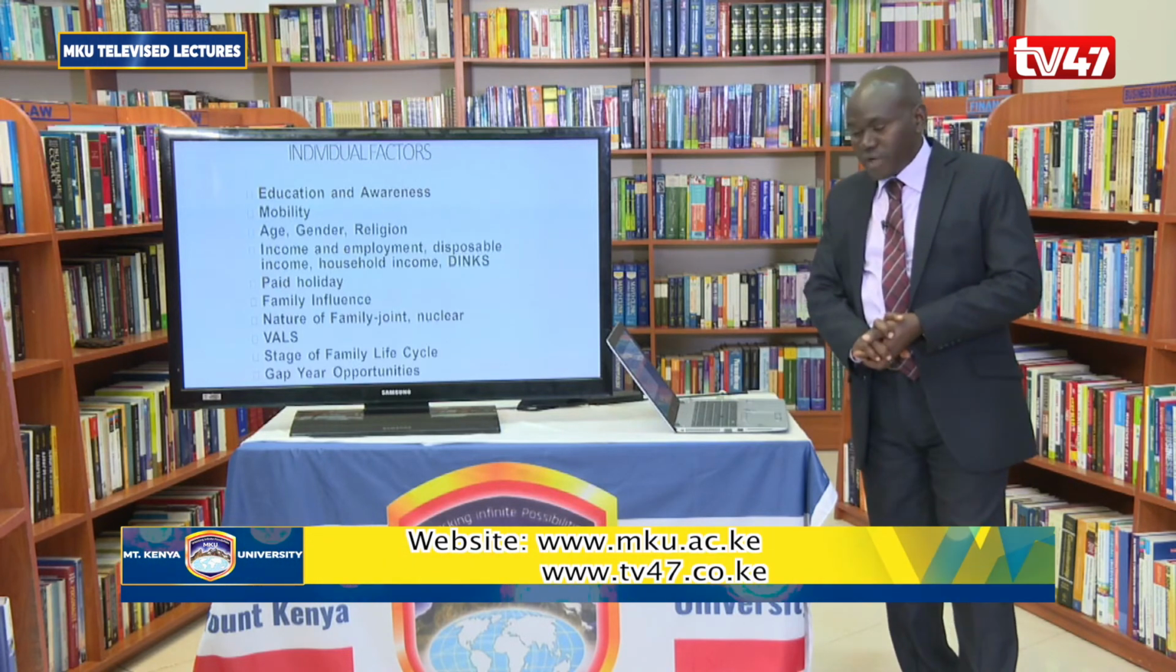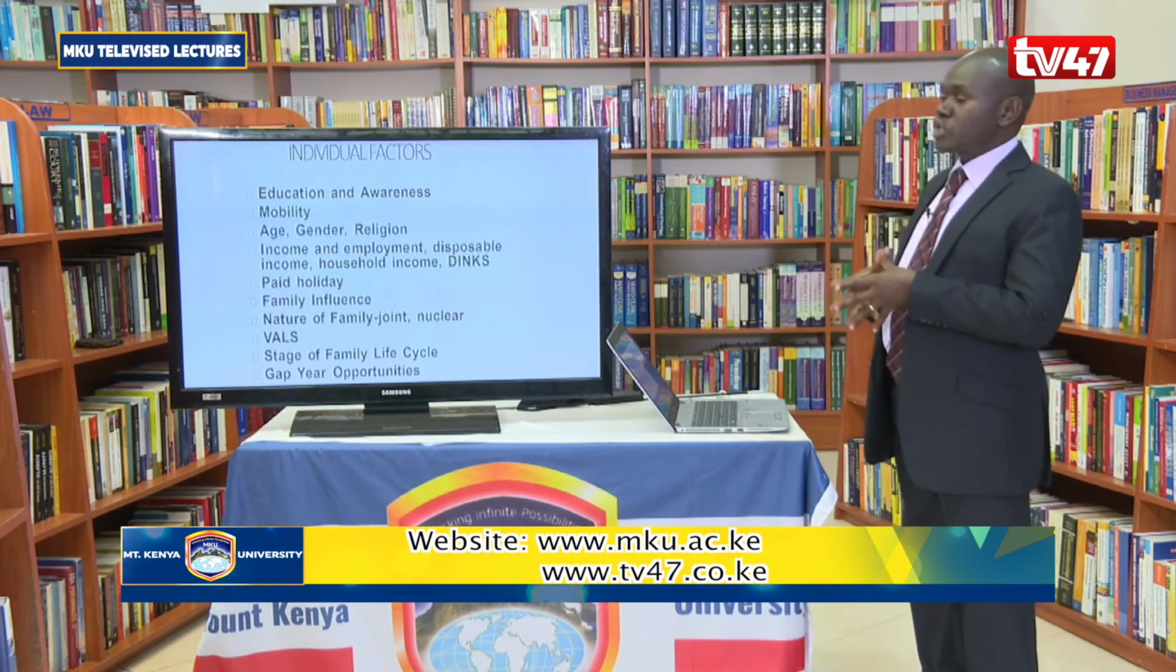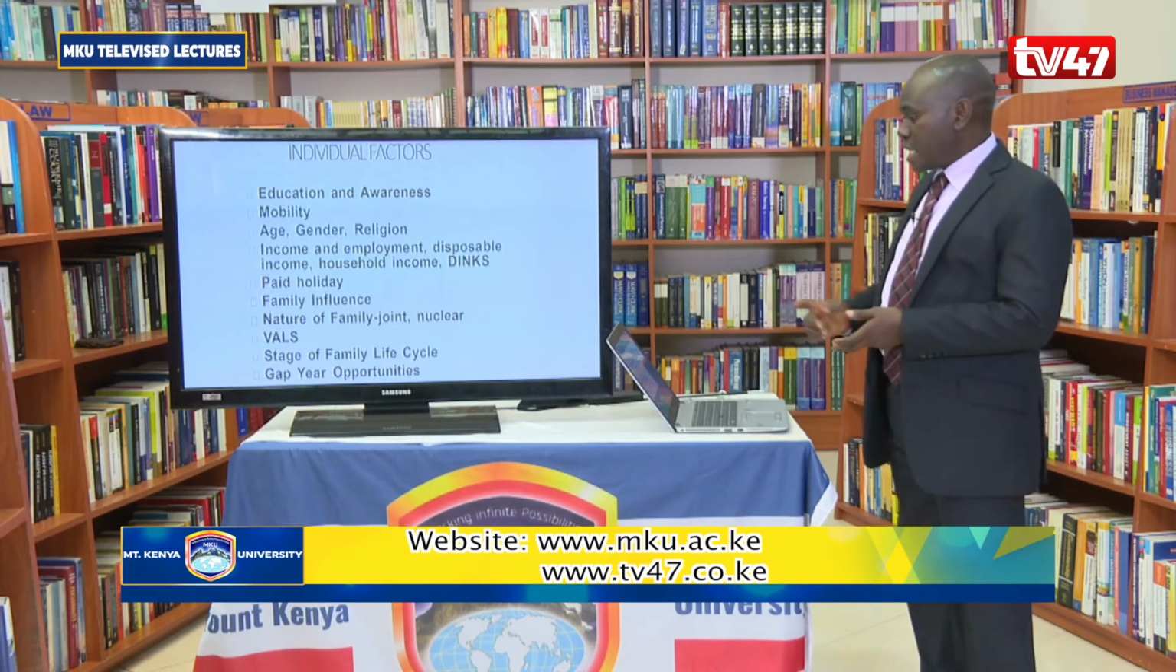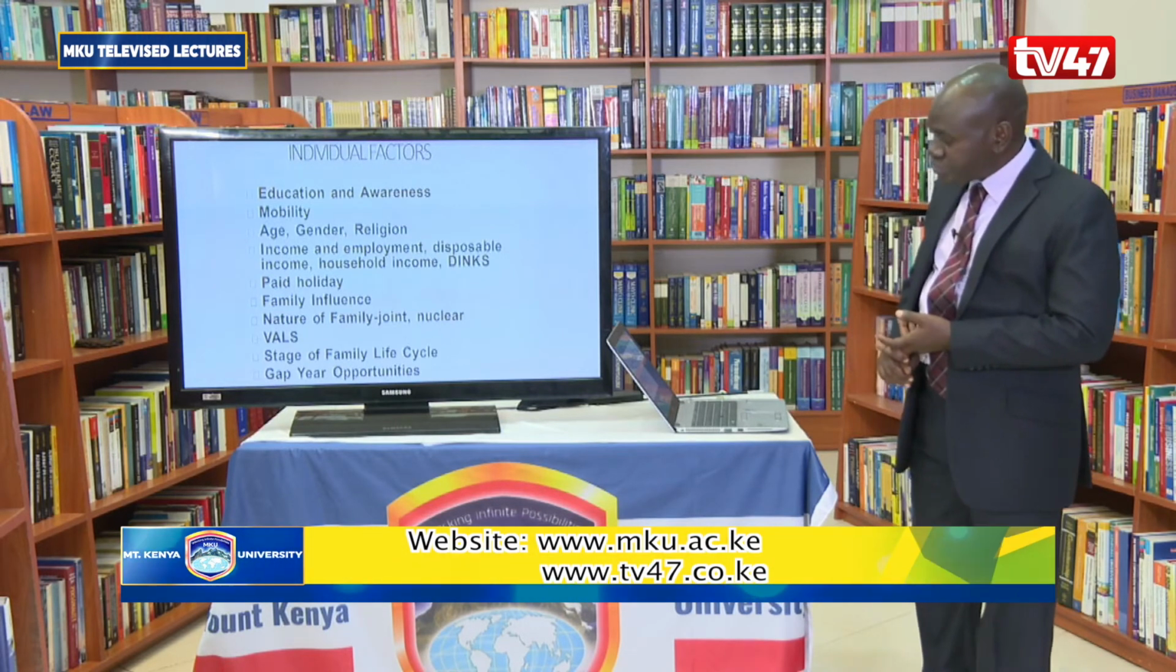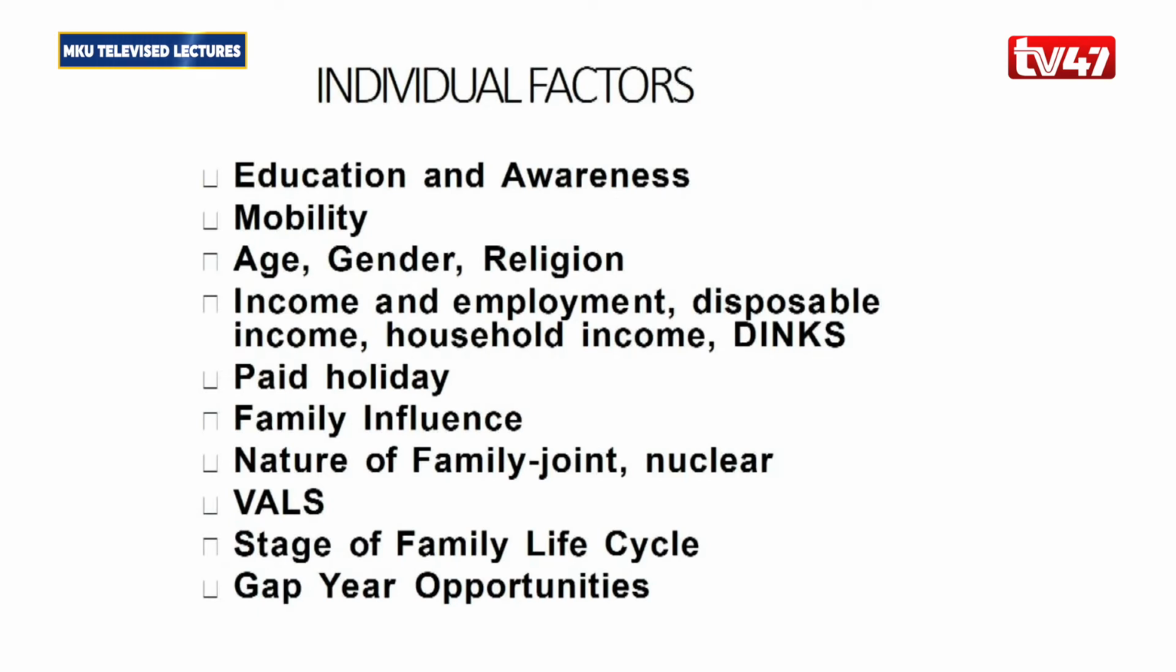And so I start with the individual factors. Now, these are factors that relate to the traveler himself or herself, and they include education and awareness. They also include mobility, that you are mobile, you are able to move, age, gender, and religion. They are also part of this. Income and employment, which of course is also related to disposable income, the household income, and also within that, the dual income families with no kids, what we call the DINKs, the dual income, no kids families.